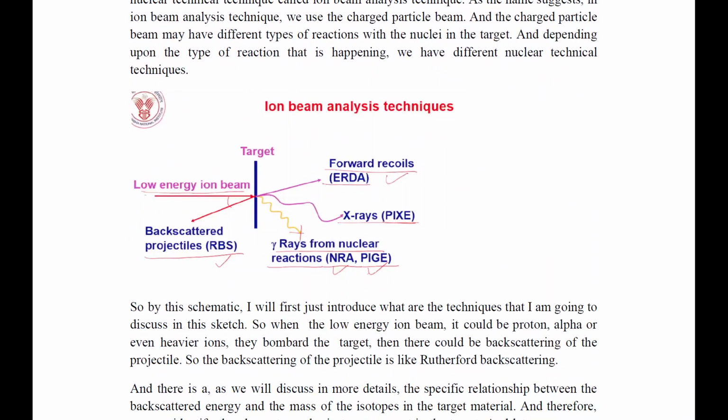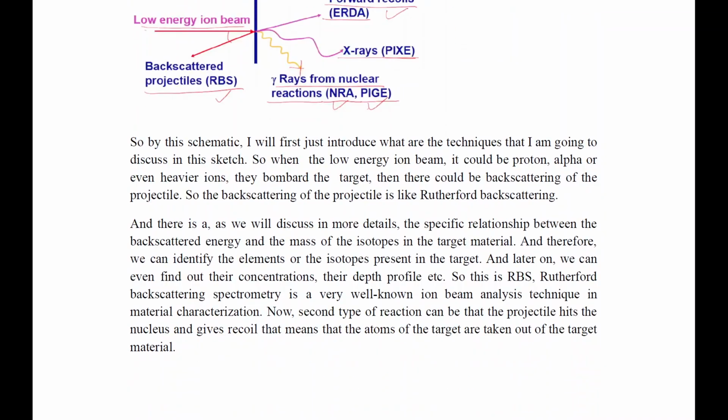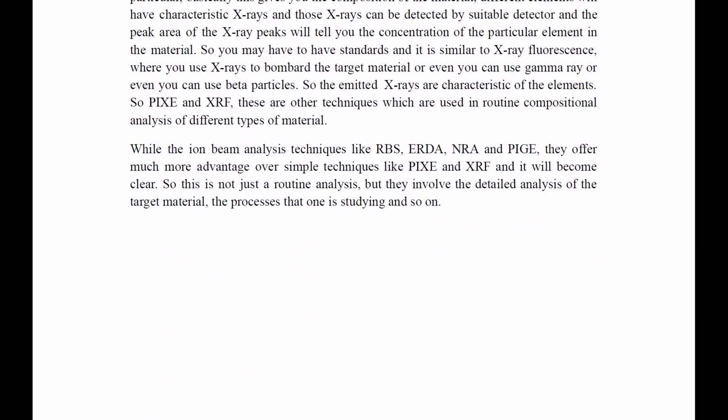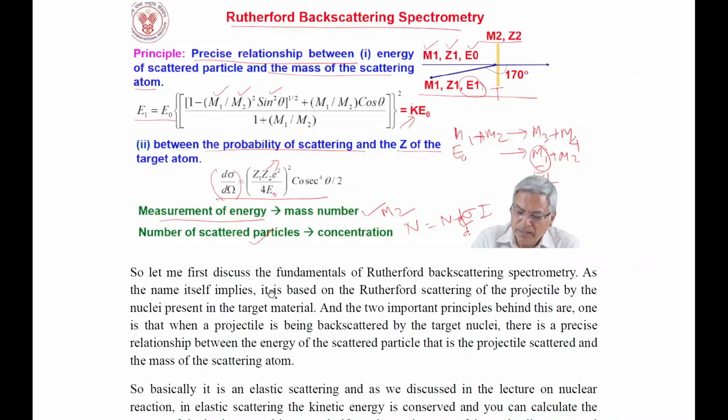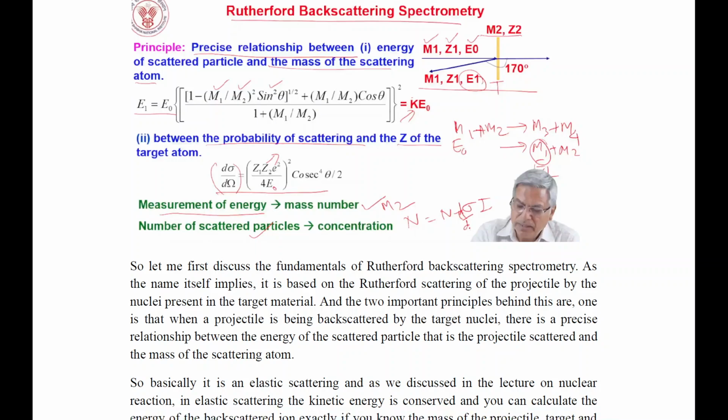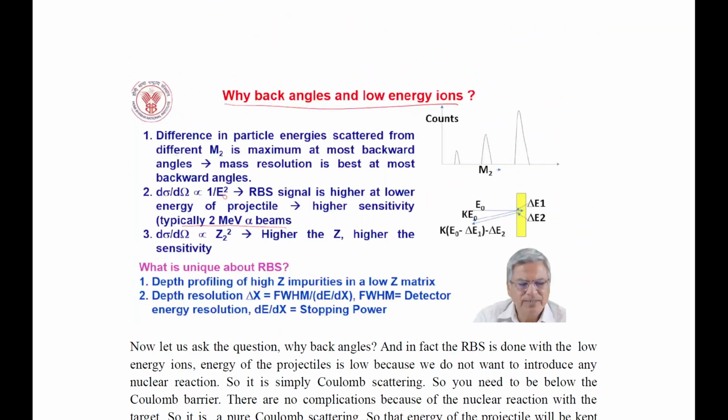In the last class, we talked about ion beam analysis. So you have a low energy ion beam from where you get backscattered projectiles, gamma rays, X-rays, and forward recoils, which is ERDA. And you can use Rutherford backscattering spectrometry, whose principle is a precise relationship between the energy of scattered particles and the mass of the scattering atom. So between the probability of scattering and the atomic number of the target atom, you measure the energy with respect to the mass number, and the number of scattered particles gives you the concentration. So these are all important.